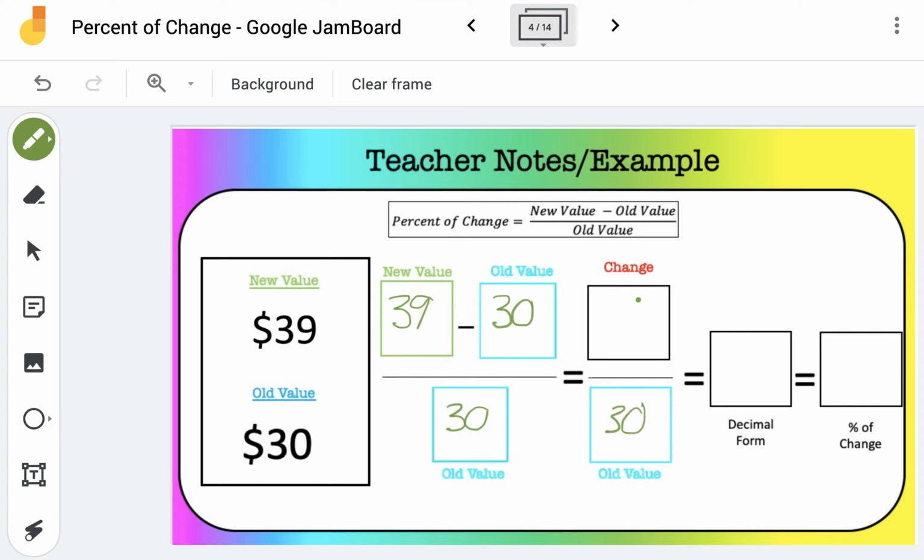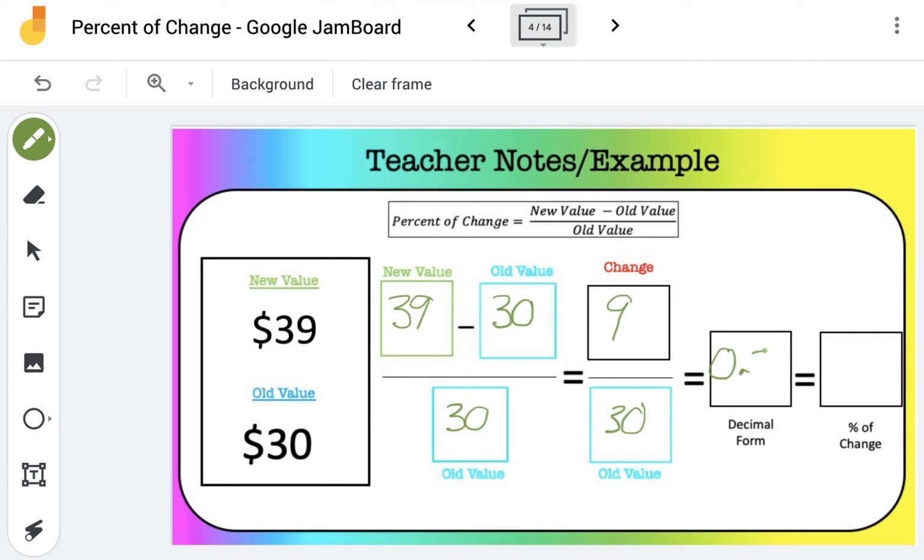But this box right here is actually the most important box, because this is the amount of change. When we go from 39 to 30, that amount of change is 9. So again, 39 minus 30 gives us 9. Now, I know that if I do 9 divided by 30, that number is 3/10. So this is going to be 0.3.